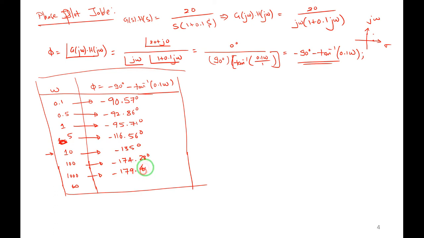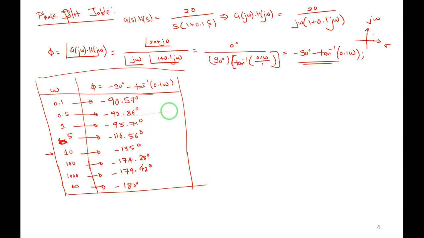Can anyone tell what I will be getting for infinity? Minus 180. Yes, good. Because if you are substituting in the calculator, it is asking for omega, so I will substitute a very huge value. Let me take it as 10 to the power of 10. Instead of infinity, I am giving 10 to the power of 10. So I am getting minus 179.9999, nothing but minus 180. Finally, it comes to minus 180 degree.